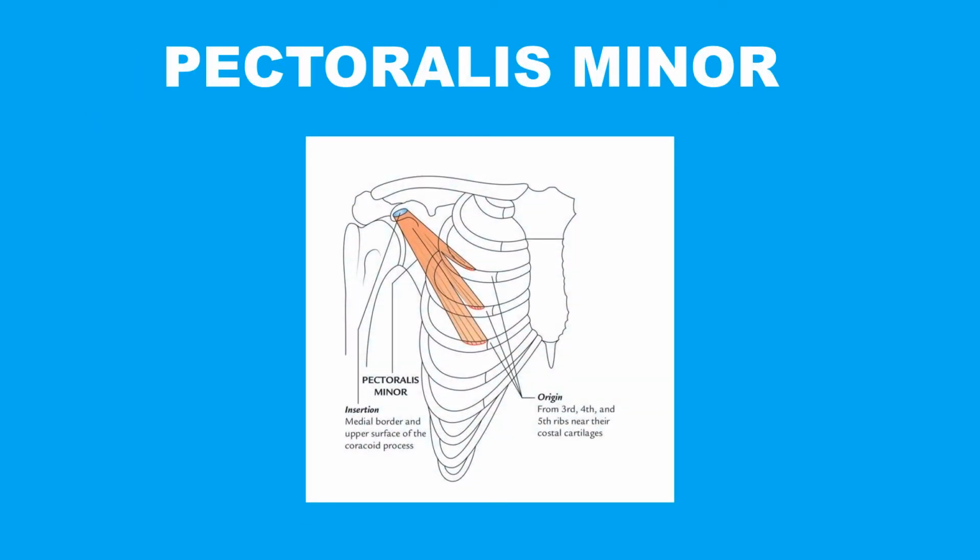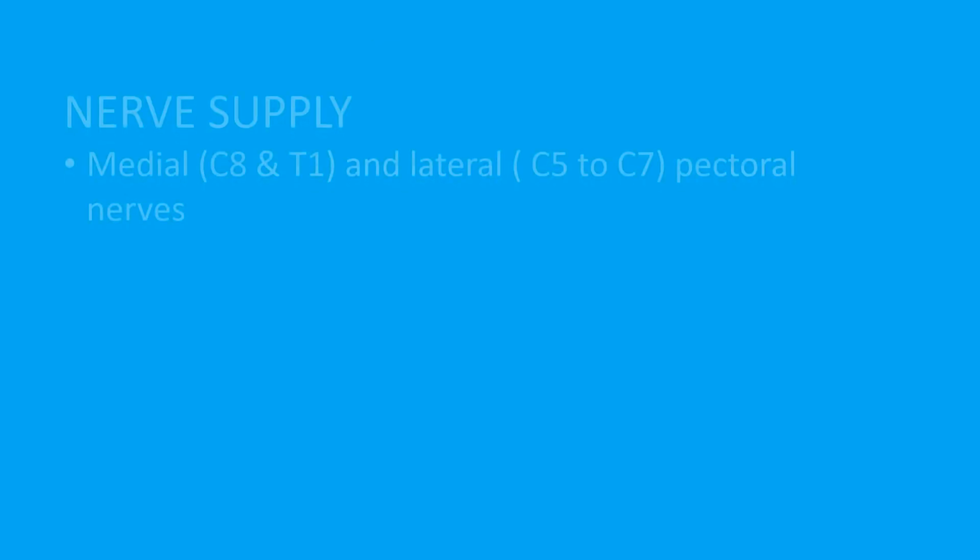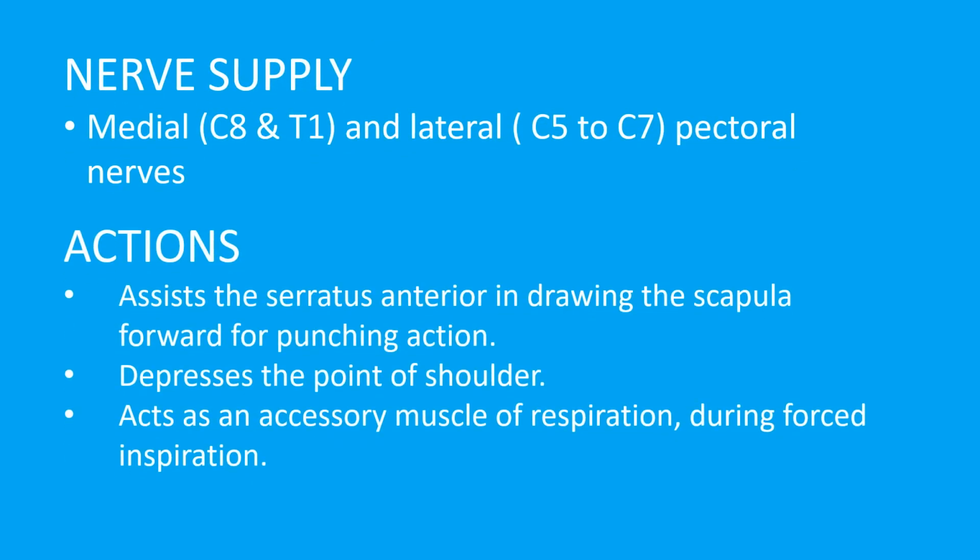Pectoralis minor. It is a small triangular muscle that lies deep to the pectoralis major muscle. Origin: it arises from third, fourth and fifth ribs near their costal cartilages. Insertion: medial border and upper surface of the coracoid process. Nerve supply: medial, C8 and T1, and lateral, C5 to C7, pectoral nerves.